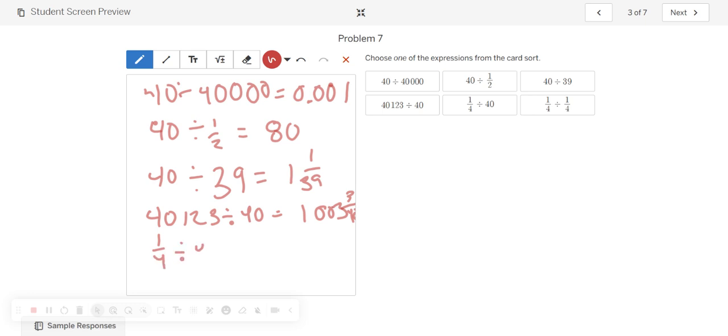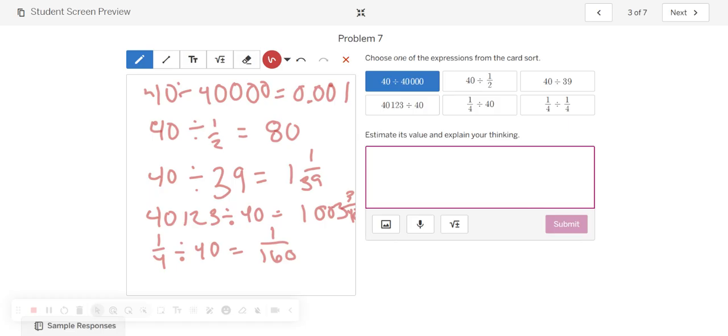1/4 divided by 40 is, you've got a small number anyways, and you're cutting it into 40 pieces. You end up with 1/160. And then lastly, 1/4 divided by 1/4 is just 1. So any one of those, 0.001, 1/1,000th. Submit.